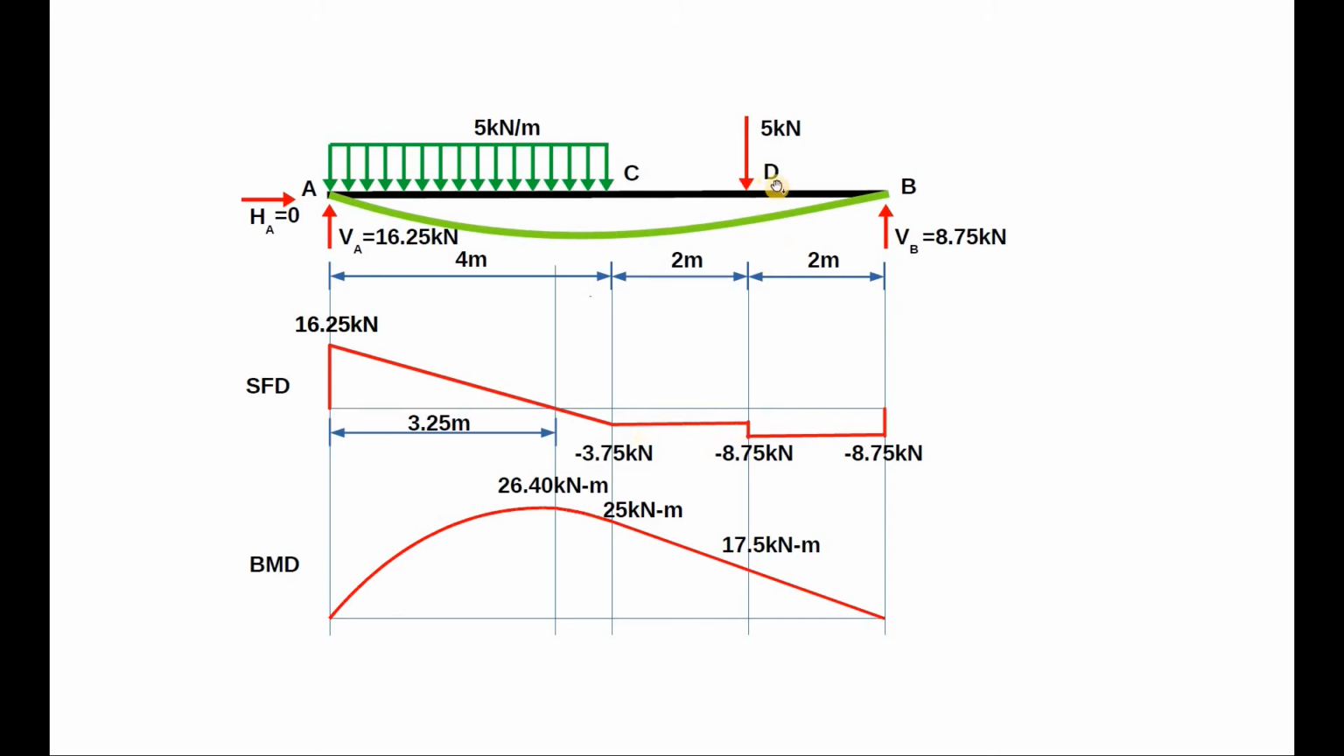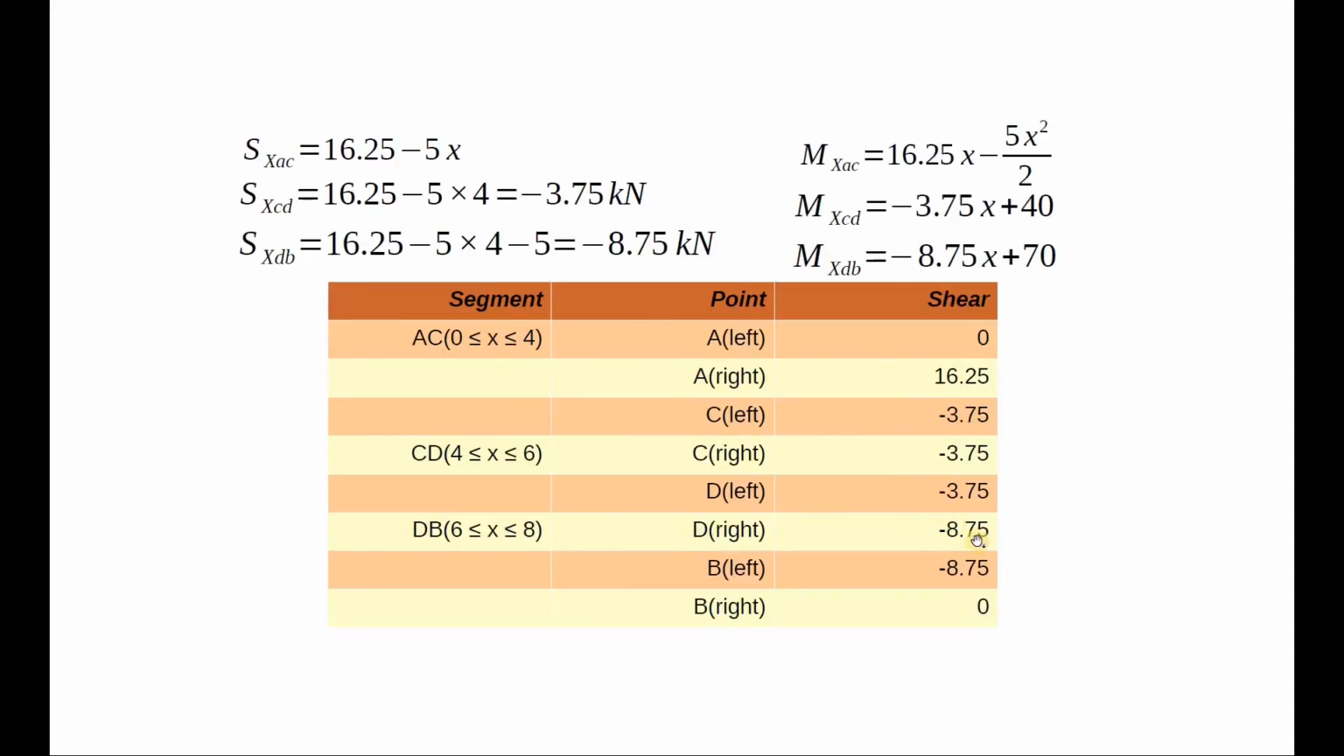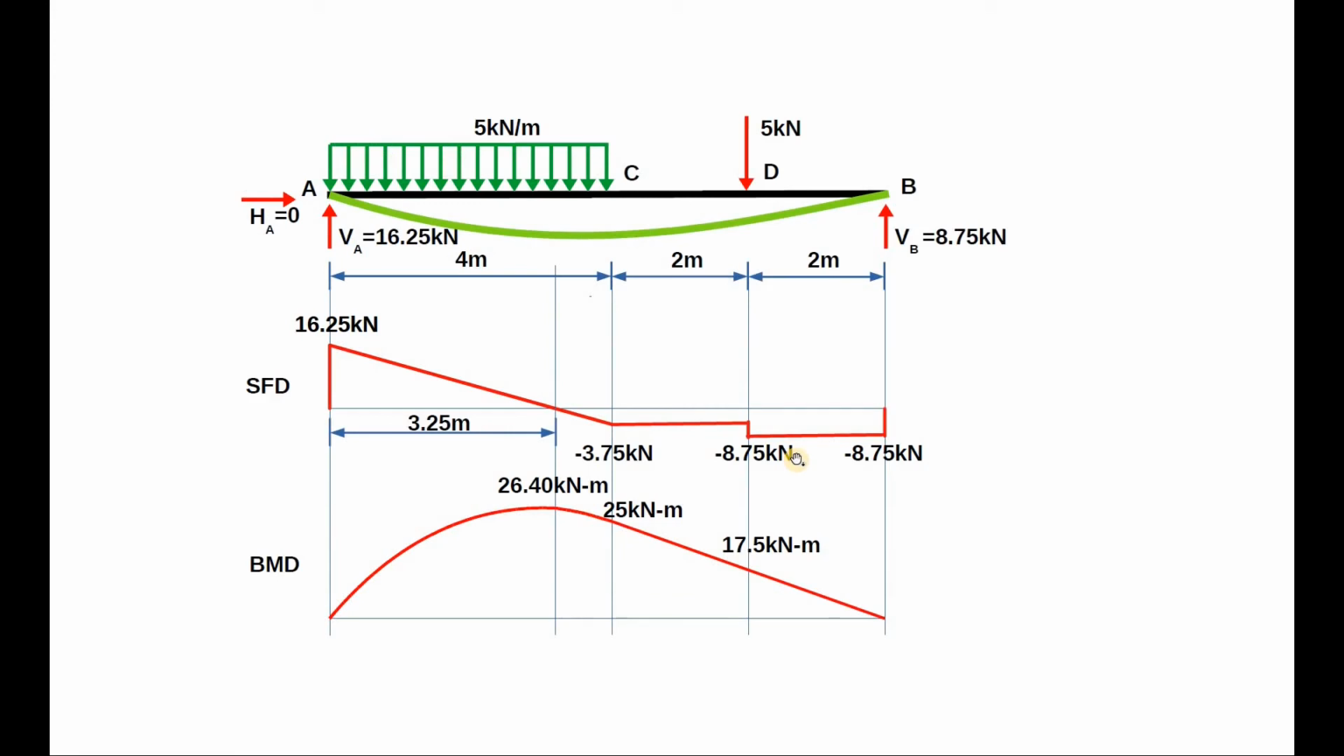As we cross point D, negative 5 kilonewton gets added to that expression and we get minus 3.75 minus 5, giving us the new value of negative 8.75, which is evident from the table. Again, in this segment, the variation of shear force is constant. Hence, we have a straight line with zero slope.